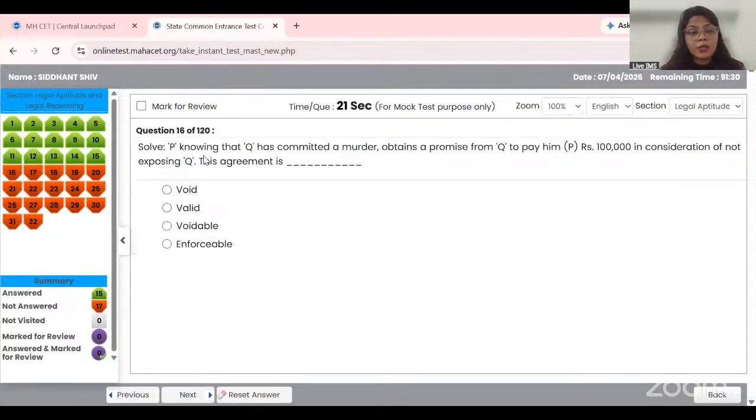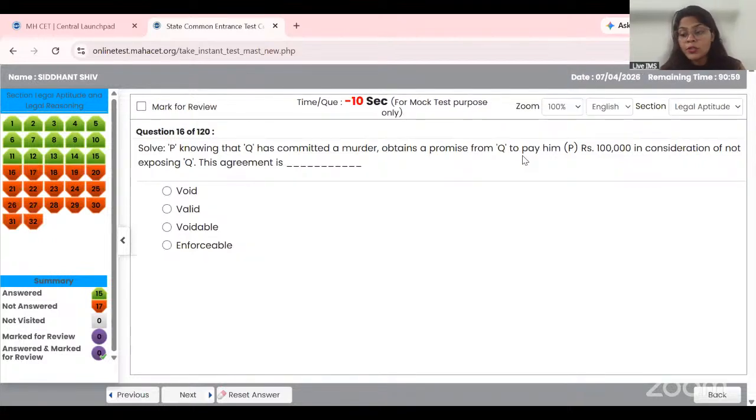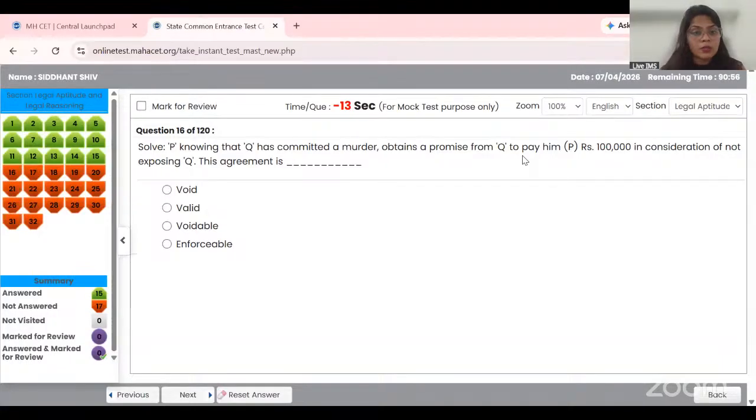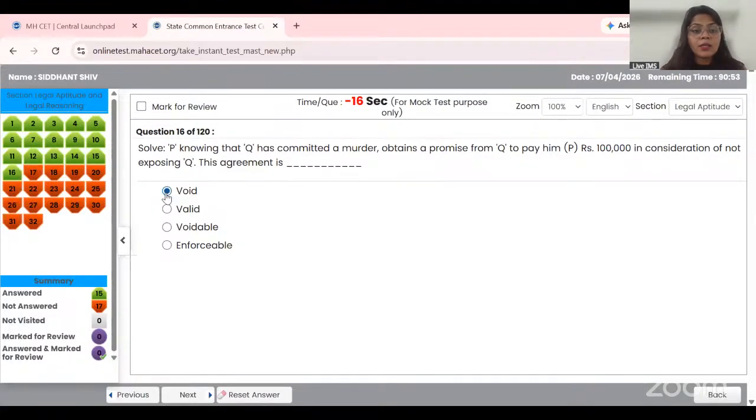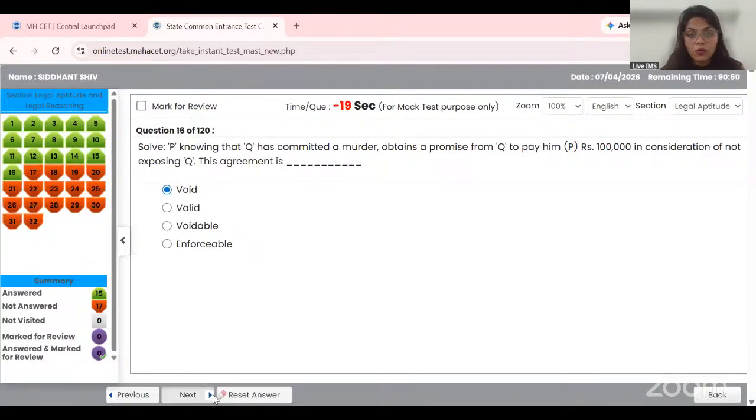Next is solve. Here you have to solve this particular factual situation. So here P knows that Q has committed a murder and obtains a promise from Q to pay P 1 lakh rupees in consideration of not exposing Q, right? So in this case, I am saying that, okay, I have committed a murder and you know this, and I'm going to pay some amount to you if you don't expose it. But it is your duty as a citizen to expose this truth, to inform the police authorities about it. So such kind of agreement is void. Such kind of agreement is not enforceable.